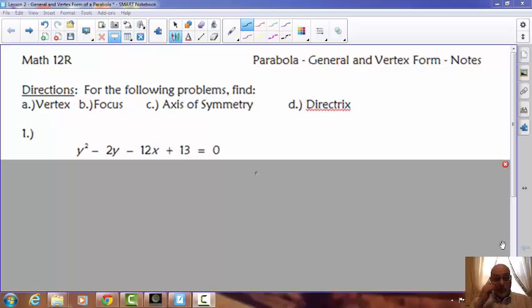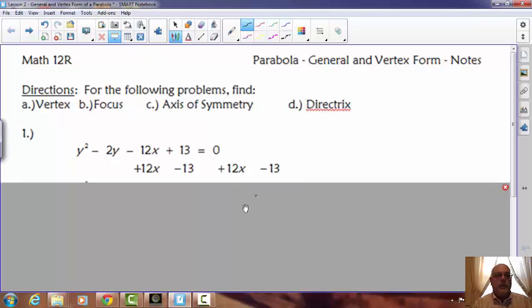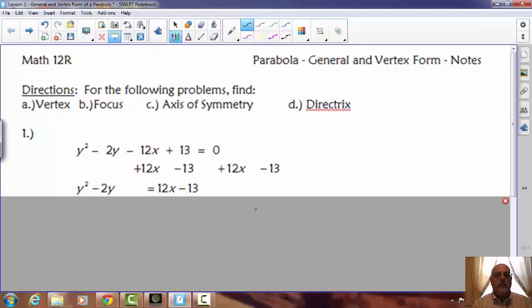So if we look at the example that I have here, y squared minus 2y minus 12x plus 13 equals 0. What we're going to do is leave the squared term, the y squared, and the other y term on the left side. Move the 12x over, move the 13 over. After you do that, that's what you have: y squared minus 2y equals 12x minus 13.